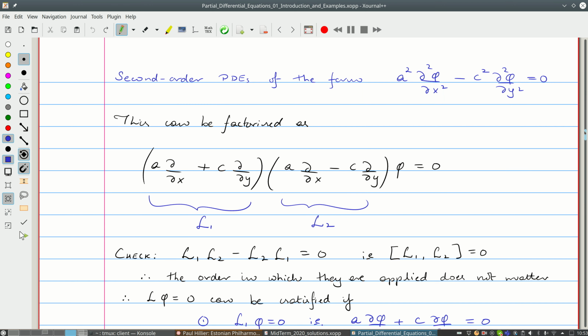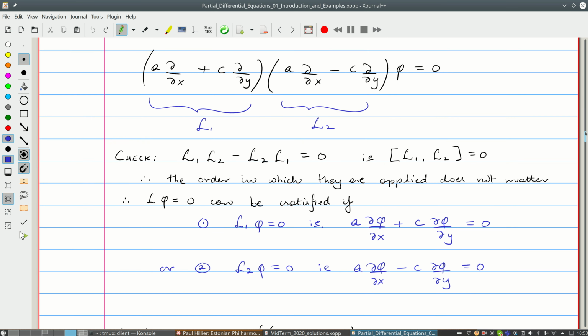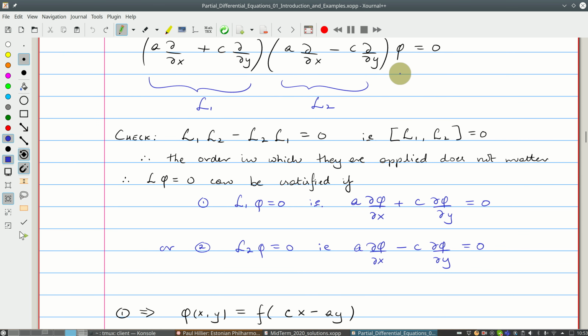And what that means then, quite conveniently, is that solutions to this equation can be obtained by either requiring that L1 operating on φ gives you 0, in which case a ∂φ/∂x plus c ∂φ/∂y is 0, which is what we've already solved, or requiring that L2 operating on φ gives you 0, in which case we get a ∂φ/∂x minus c ∂φ/∂y is 0.